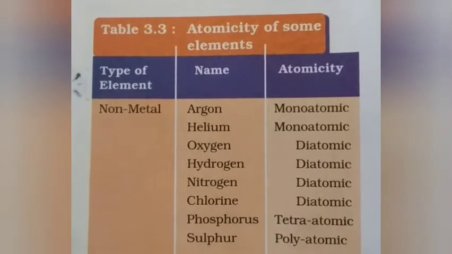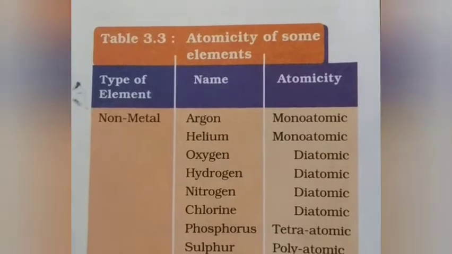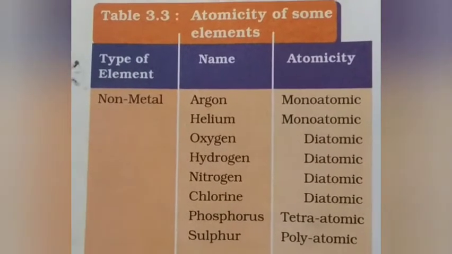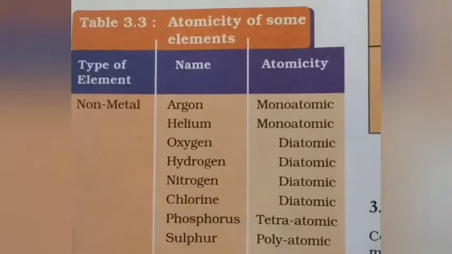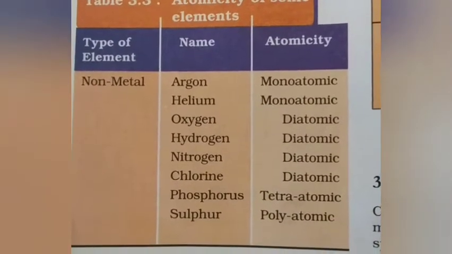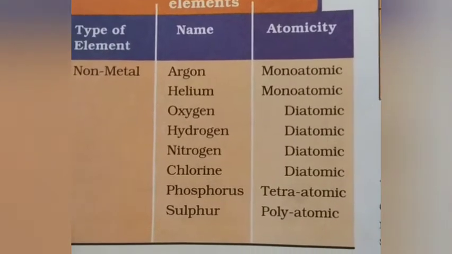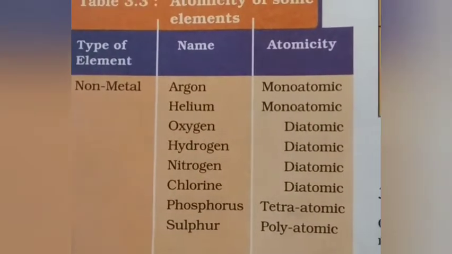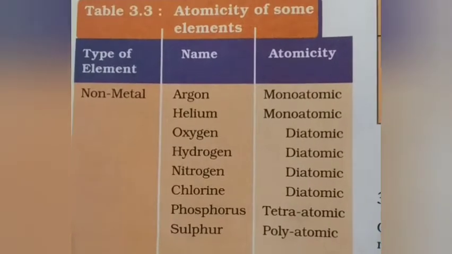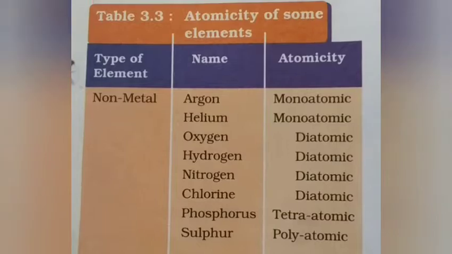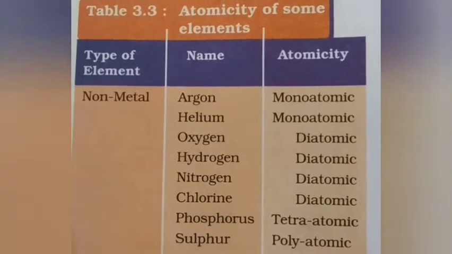See children, now this is a table. It shows the atomicity of some elements. Some non-metals are given here, with their names and atomicity. Argon is a monoatomic molecule. Helium is also monoatomic, and oxygen, hydrogen, nitrogen, chlorine are diatomic molecules.